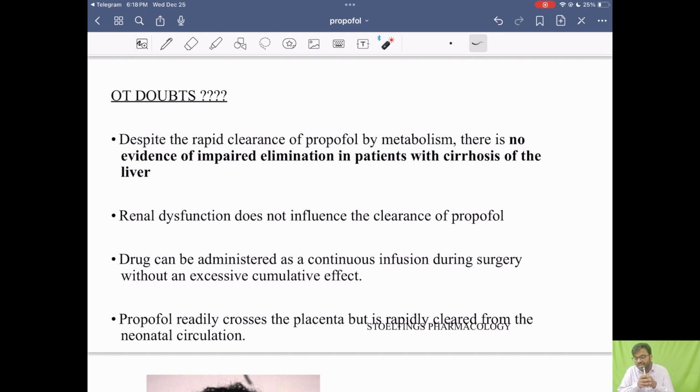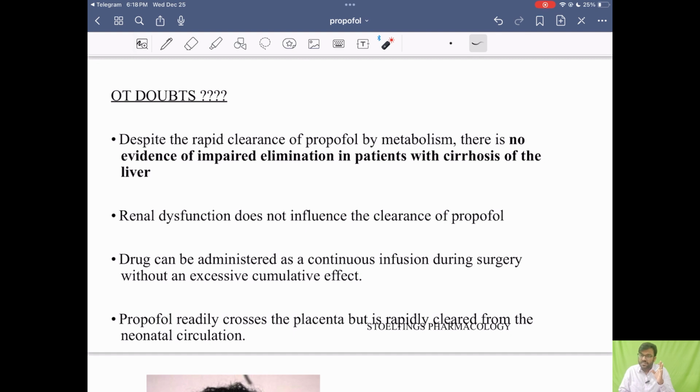Despite the rapid clearance of propofol by metabolism, there is no evidence of impaired elimination in patients with cirrhosis of the liver. This is taken from Stoelting's Anesthesia. Again, there is no impairment. There is no evidence of impaired elimination in patients with cirrhosis of the liver. You can give the drug.